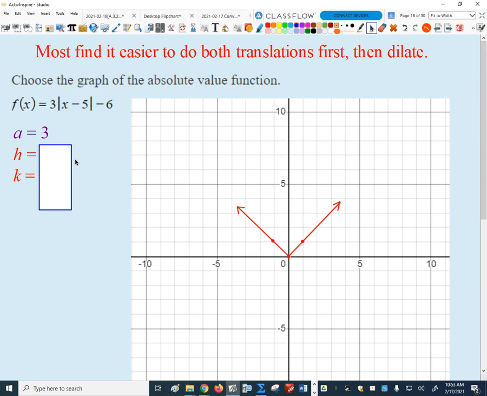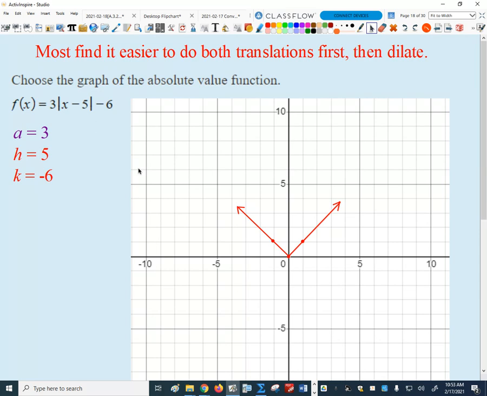Okay, good. Now I'm seeing a couple different answers. The answer is 5, not -5, right? It's an easy mistake to make. Remember, H is always going to be the opposite of whatever that sign is. It's the number that's being subtracted from X, and +5 is what's being subtracted from X, correct? Okay, so H is 5, K is easy. What's K? Very good, -6.